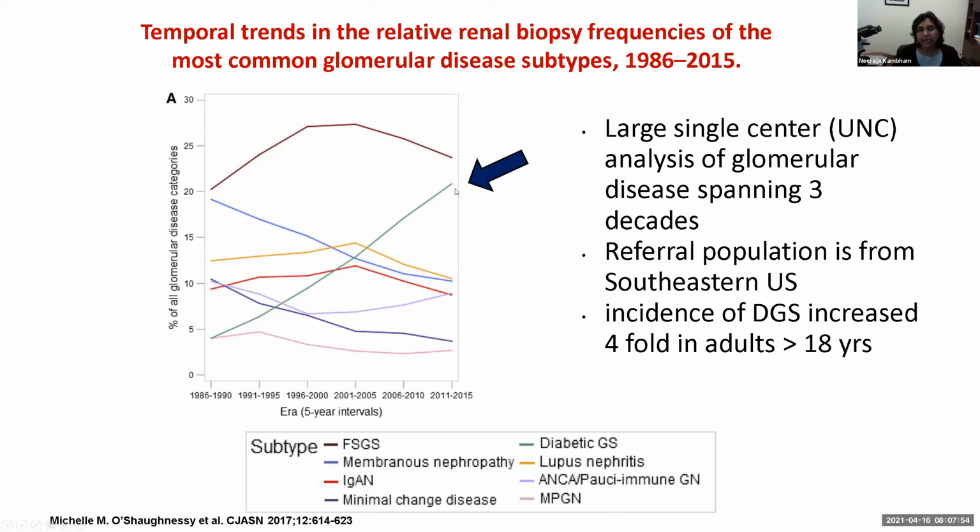You can see that over the period of 3 decades, the prevalence of the diagnosis of diabetic glomerulosclerosis has increased fourfold in adults over 18 years of age. And the UNC Chapel Hill Center, the referral population is from the southeastern United States. So it really has been dramatically increasing.